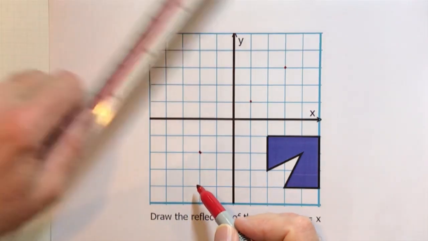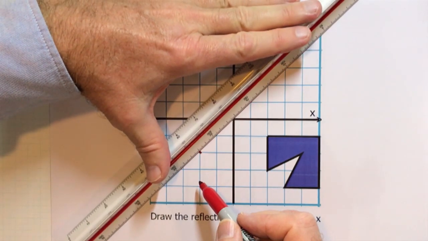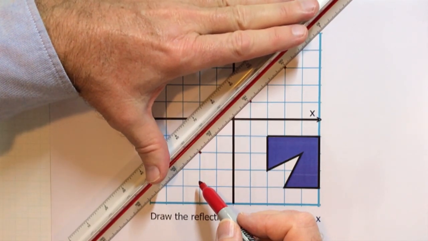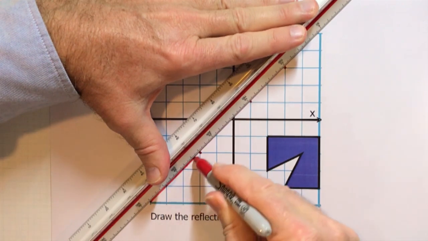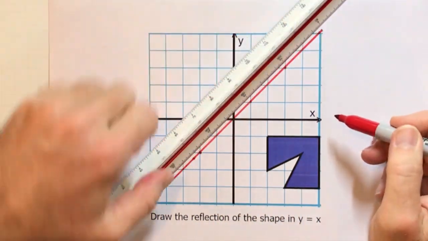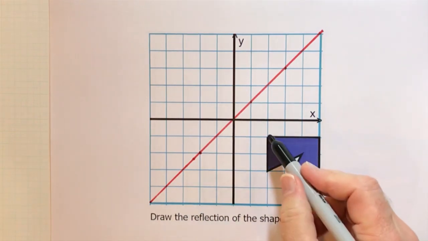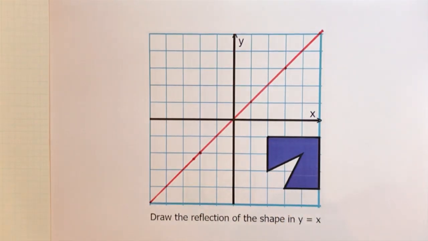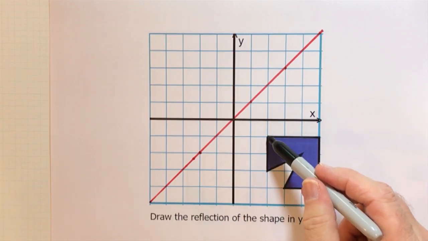So can you see that it's going to be a diagonal line that goes through the origin and goes through all of these points where the x and the y values are the same. So I'll join them up with a red line. That's my mirror line. And then I will start doing my reflection. Now let's start off with this point here. What we have to do is see how far that point is from the mirror line.